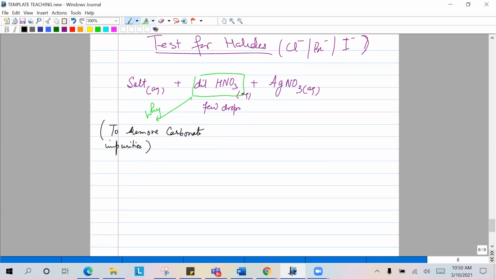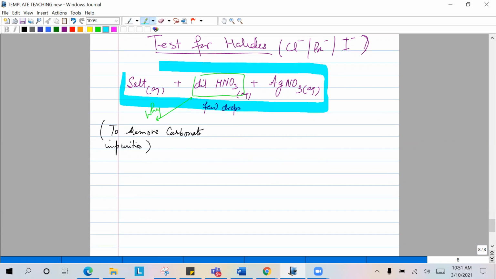So you are adding in a test tube these three things. The sequence is important. You have to first add nitric acid, remove the carbonate, then you add silver nitrate. If you do the opposite, that means if you add silver nitrate before and nitric acid later on, then you are not removing the carbonates. Then already the carbonates will be precipitated out.